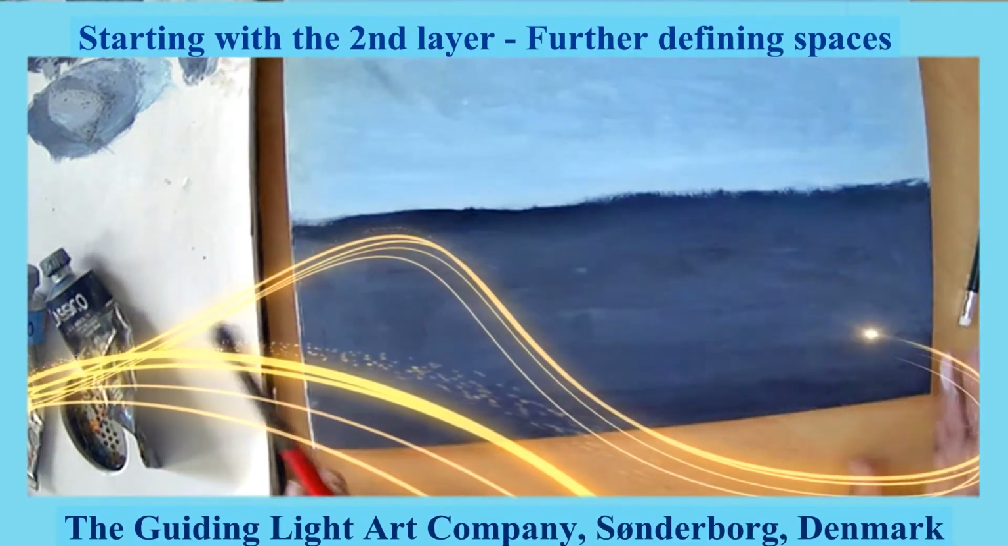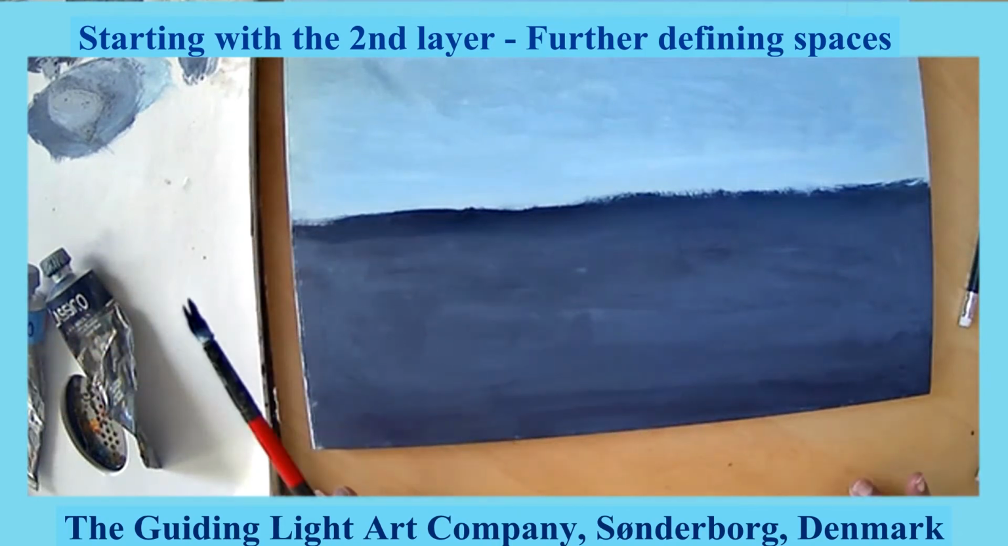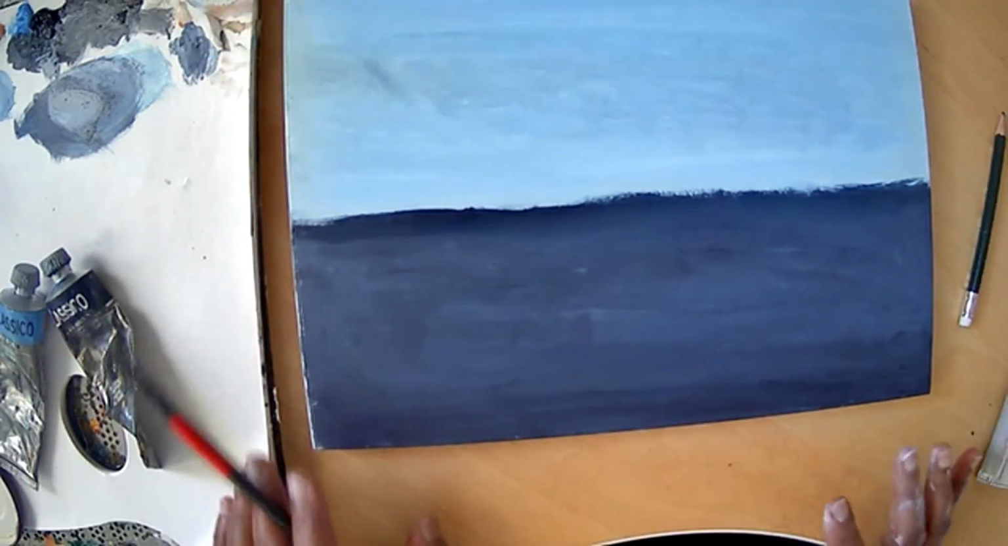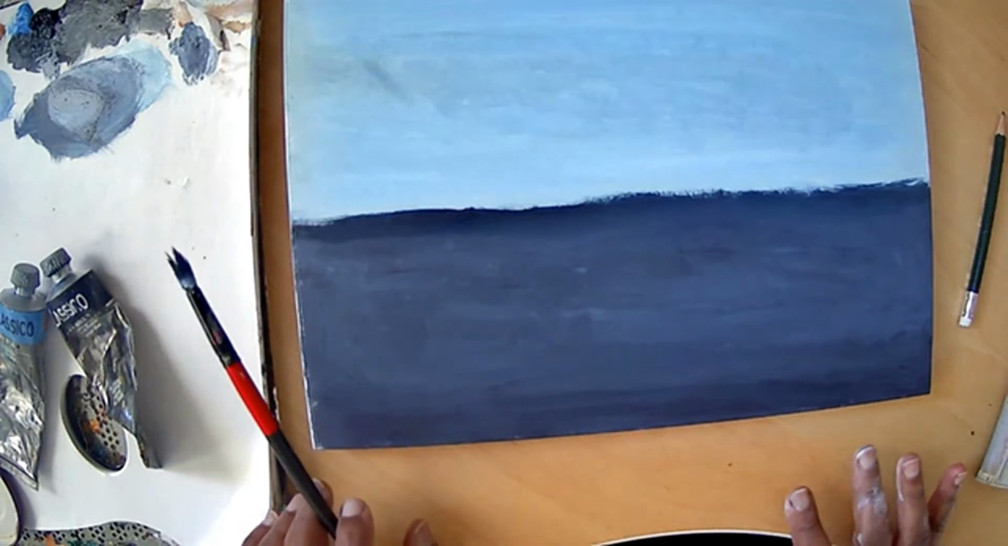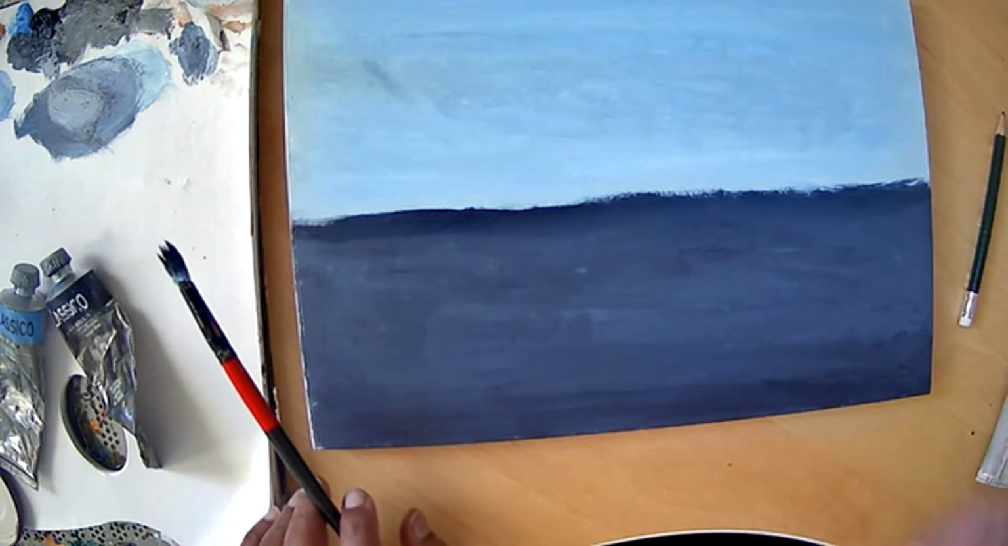Okay. So are we done with the first layer? Good. So now we are trying to define a few more things, isn't it? So can we start with defining the things that are far away?